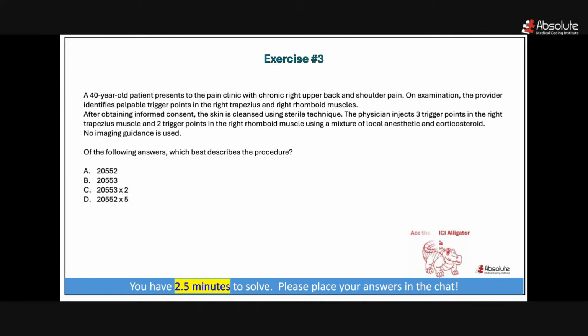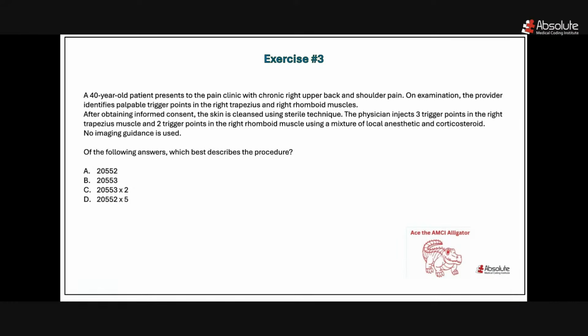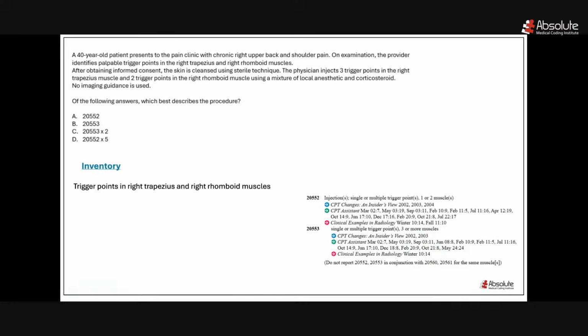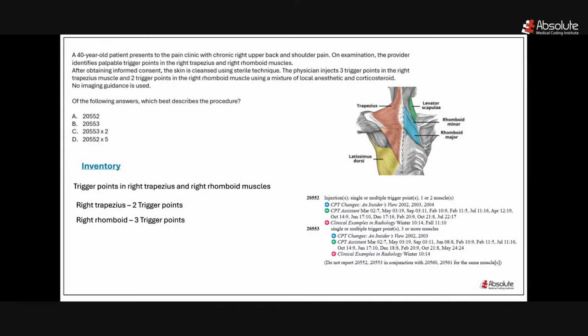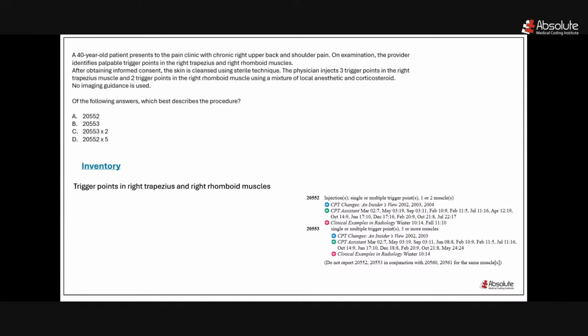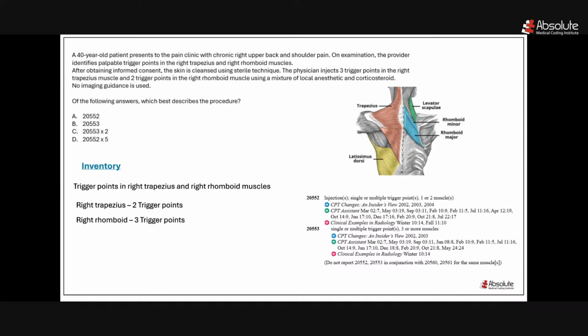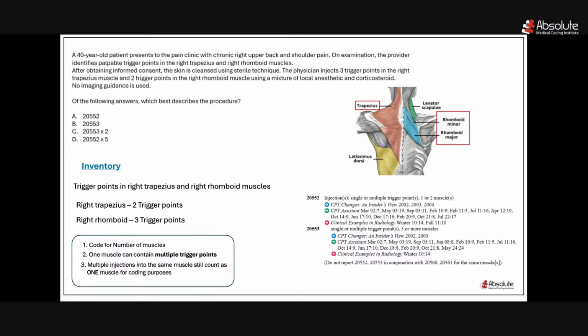Yes, you are all on fire. So this is another scenario where you have to apply those guidelines which you learned just a couple of minutes before. So let's start with looking at the inventory. Here we have trigger points in the right trapezius and right rhomboid muscles, and let's have a look into the injections which have been given. In the right trapezius we have two trigger point injections given, and in the right rhomboid we have three trigger point injections given. So these are the muscles, the right trapezius and right rhomboid.